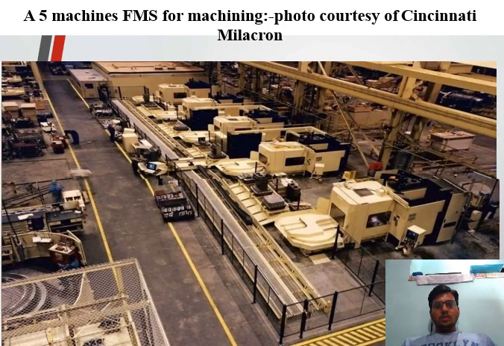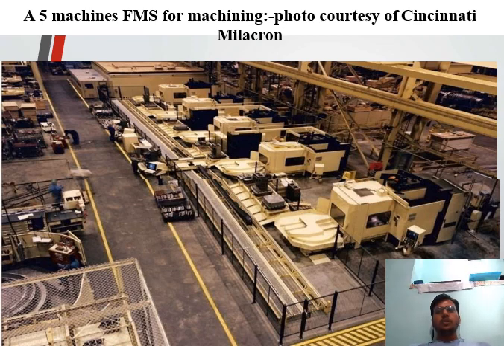We can see the actual industry scenario in the pictures from one major industry, the CNC industry of Cincinnati, Biltmore. This is a US based CNC machine maker. In the picture we can see five Cincinnati CNC machines arranged in such a way that they form a flexible manufacturing system, an example of an FMS system. These are being used for machining operations.